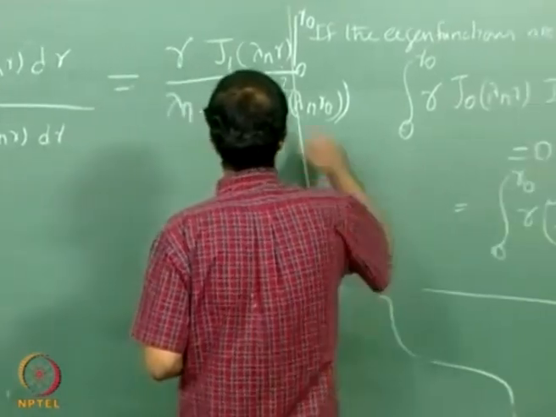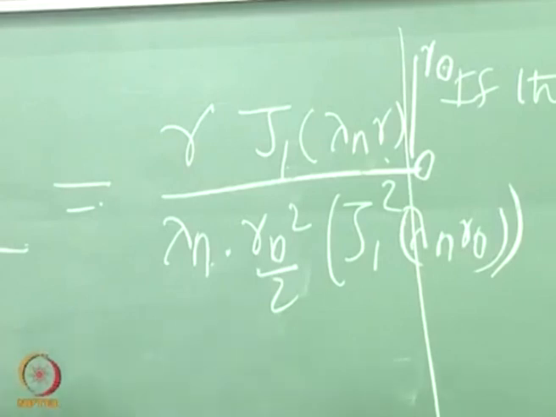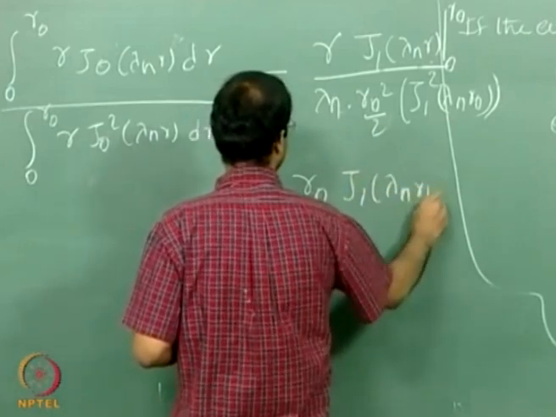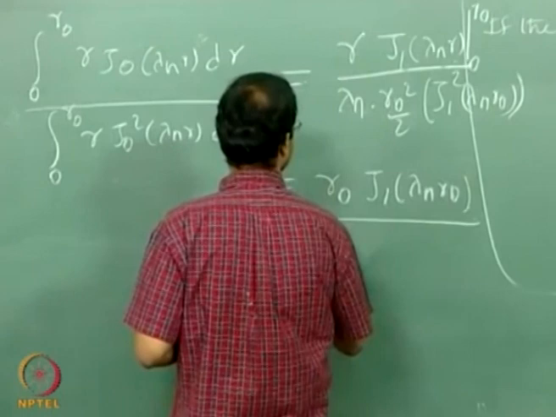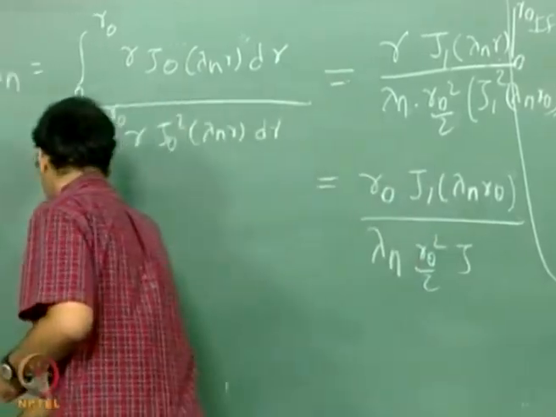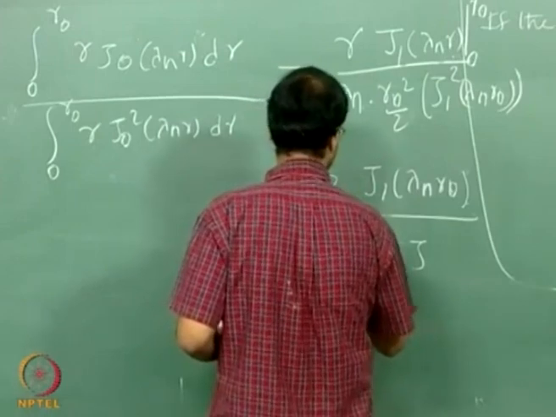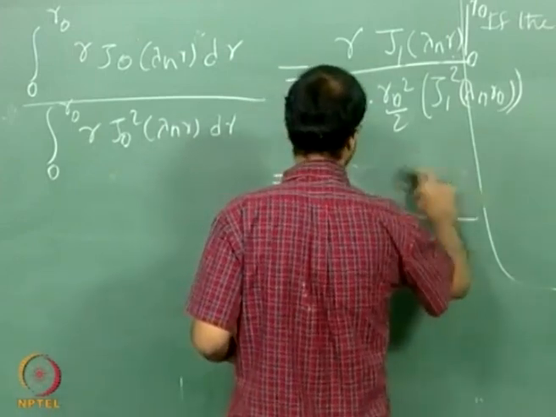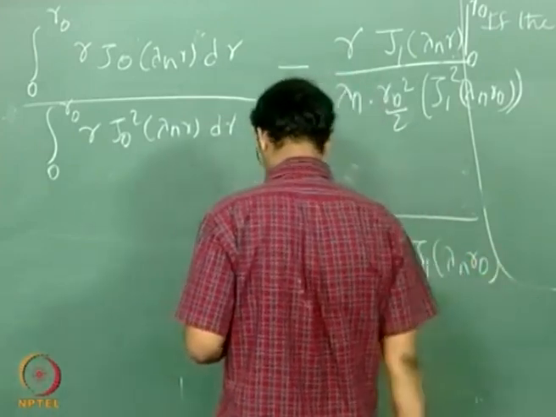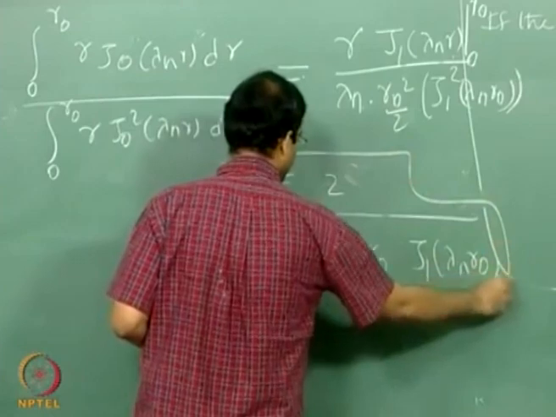Okay. So at 0 j1 will be what? 0 if you look at the curve. So therefore this will be r naught into j1 lambda n r naught divided by r naught square by 2. So this j1 cancels here, r naught cancels, so this can be written as 2 over lambda n r naught j1 lambda n r naught. Okay. So this is your expression for a n, final expression.